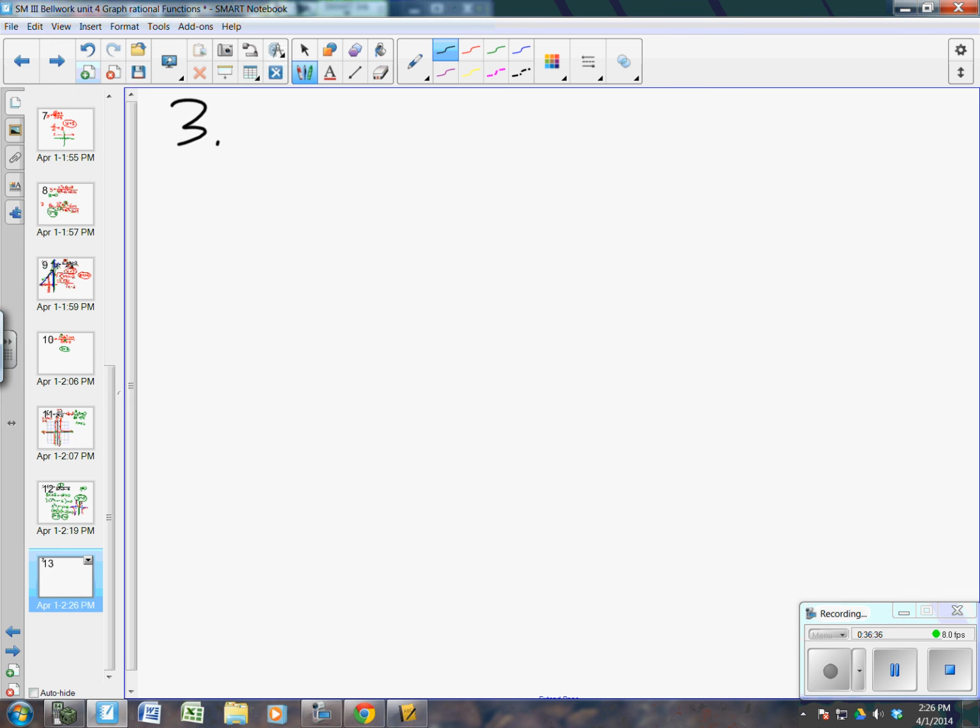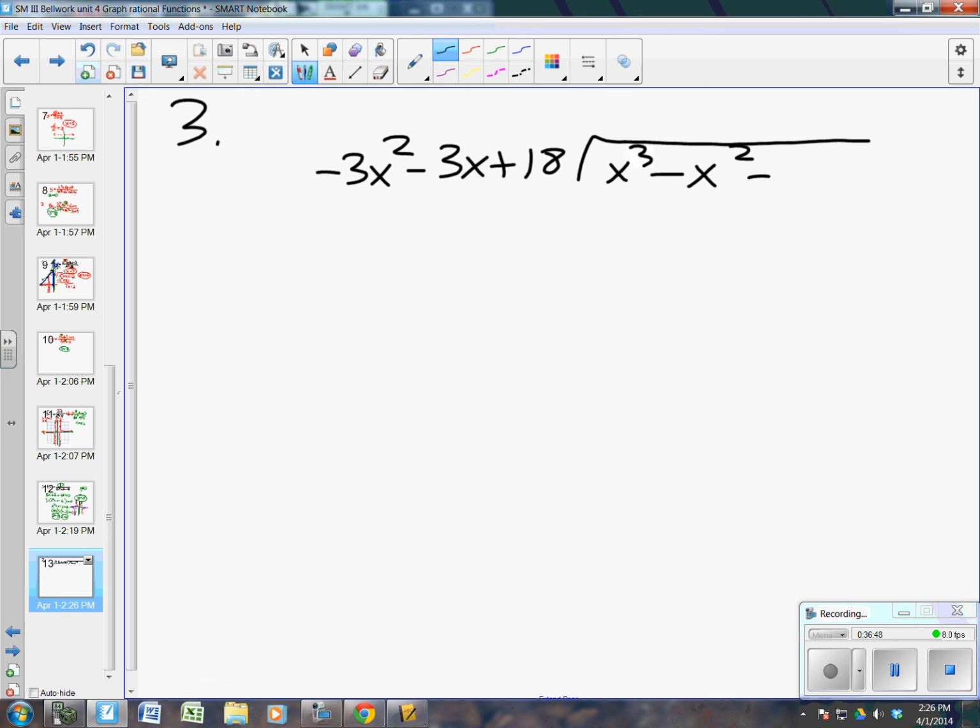So we're going to divide negative 3x squared minus 3x plus 18 into x cubed minus x squared minus 18. Can we factor some? Look at this one out here. Could we factor out a negative 3? Yes. If I factor out a negative 3, what would that leave me with? X squared plus x minus 6. That's the one we just did, isn't it?